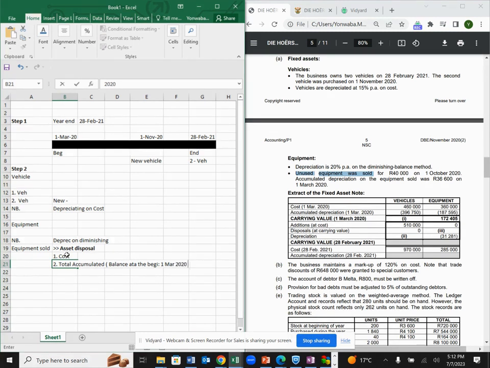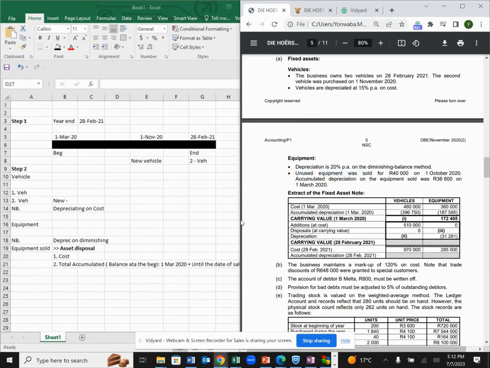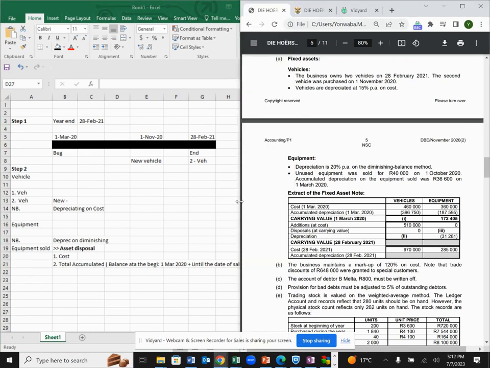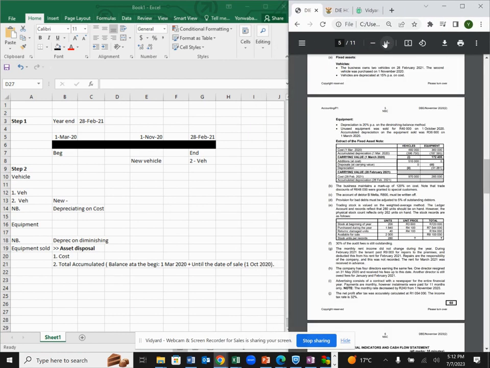It's not only that one, but until the date of sale. Guys, listen to the English. I want you to tell me if you understand what I'm saying. When was it sold? It was sold on 1st of October 2020. Guys, read carefully. So there are two depreciations that you need to be calculating. That means you're going to be calculating the entire depreciation of this asset until the date of sale, right?